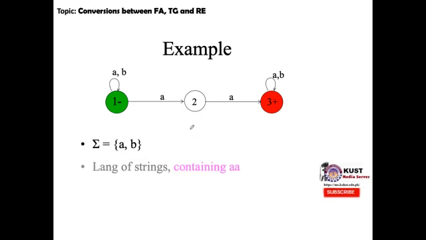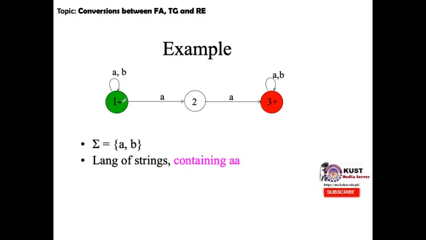Let's take another example. This is an NFA. Here for A, we have multiple transitions, and this NFA accepts the language of strings containing double A. This is the corresponding regular expression. You see at this state there is no transition for B. It's okay, in NFA it is acceptable.